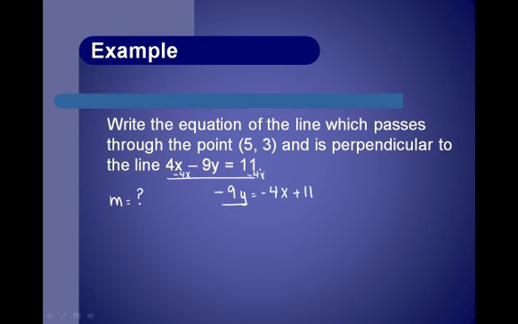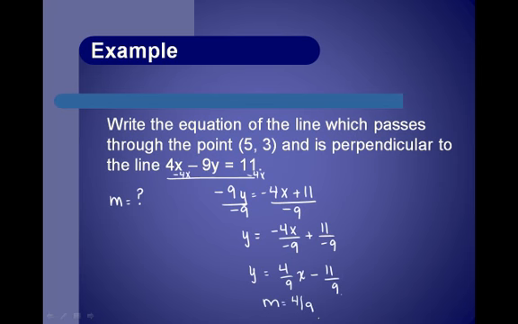We need y on a side by itself, so we're going to divide both sides by negative 9. So we get y equals negative 4x divided by negative 9 plus 11 divided by negative 9. Cleaning this up, we get 4/9 x minus 11 over 9. Now notice this is not our answer. This is the line that they're giving us, just rewritten in a different format. But now we can look at that and know that the slope is 4/9.